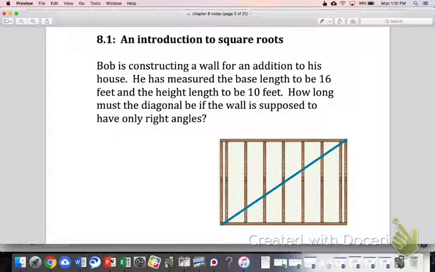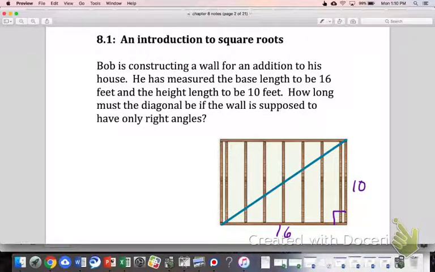So here we go. If this wall is supposed to have right angles, then shouldn't I be able to use that universal symbol for a right angle? You guys know the right angle is like a little box, like a little part of a box. I should be able to look at this and say, hey, that angle down there should be a right angle. They should all be right angles, right? I'm going to go ahead and label the rest of my picture. This should be 16, and this should be 10.